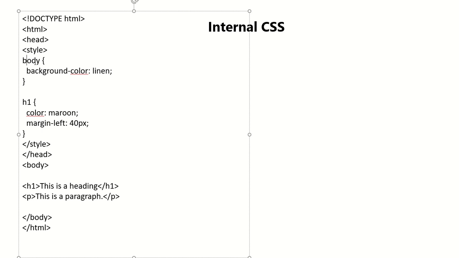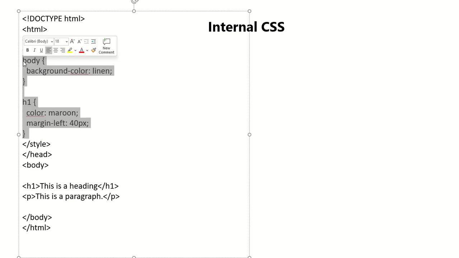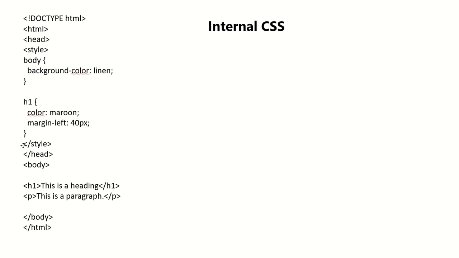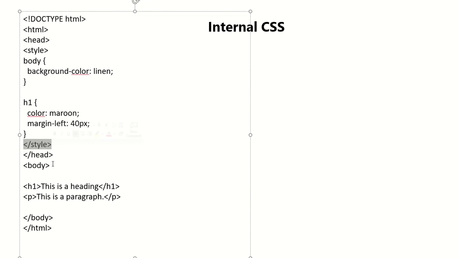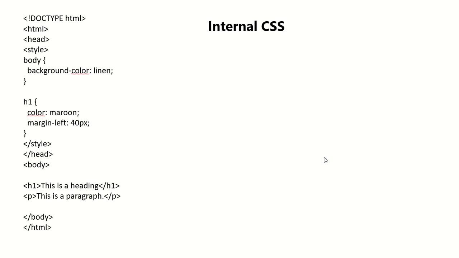Then we want to give style to body. So body, open the bracket, background color, and if we are done then closing bracket. Then again we want to give style to h1, so we will write h1, curly bracket, whatever you want to give, and then again closing bracket. Once you are done with your style part, close the style tag first, then close your head section. So in an internal style sheet we have both the things, style as well as your HTML content, in one file only, no separate file.